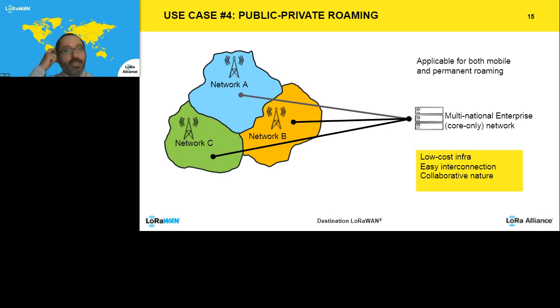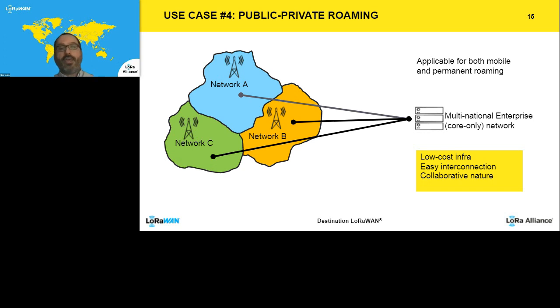A specific example of such a use case is where we have a multinational enterprise network that has assets or devices in multiple countries. And instead of having a subscription with the public operator in every one of those countries and having to do proprietary interface-based backend integration, we can enable such a network to have a so-called core-only infrastructure, meaning no radio network at all, but instead a roaming-based interconnection with those public networks.